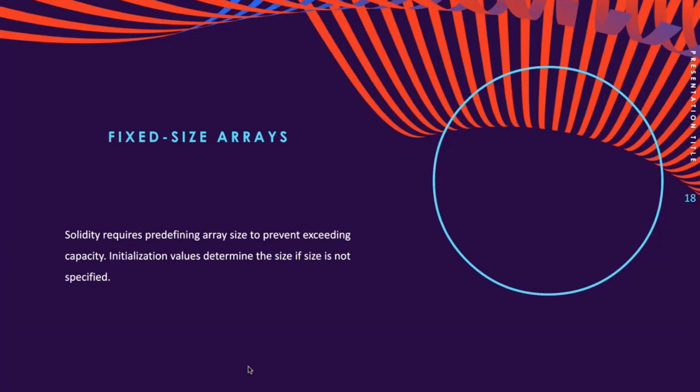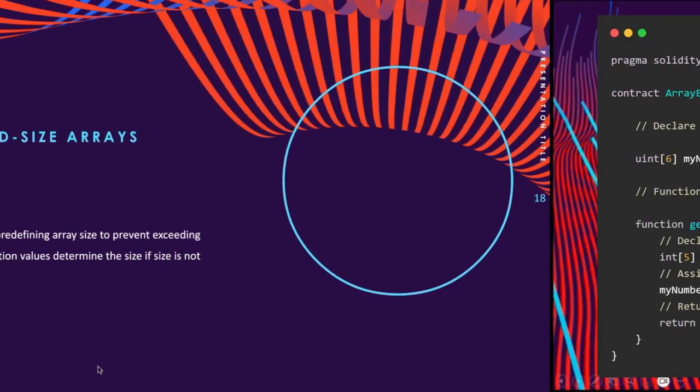But now let's talk about fixed size arrays. When creating arrays in Solidity, it is necessary to predefine the size. So the example I showed you is considered a fixed size array. It's important to ensure that the total number of elements does not exceed the size of the array. In the event that the size of the array is not specified, an array is created that is large enough to hold the initialization values.